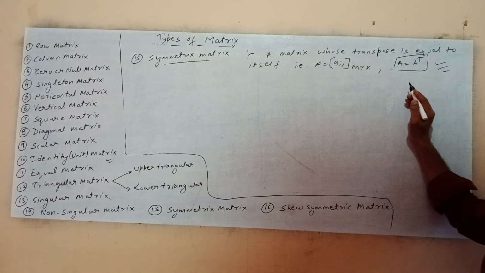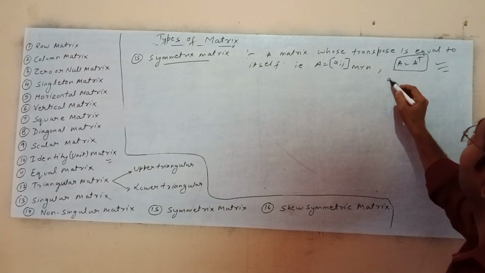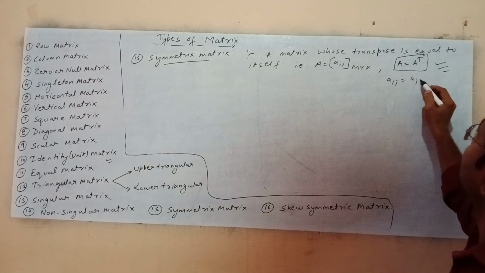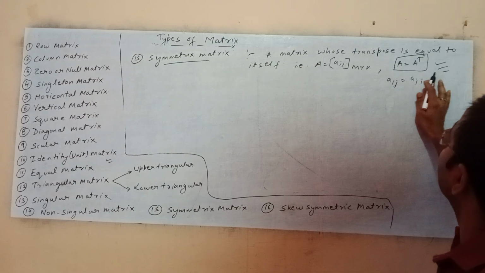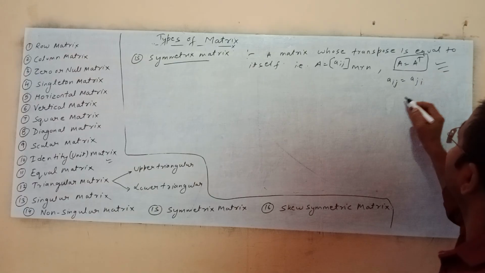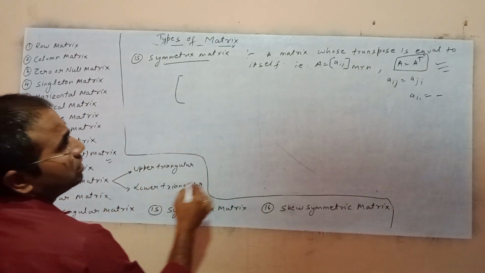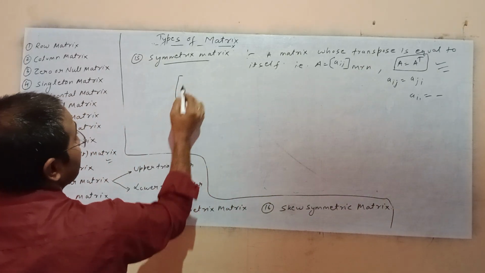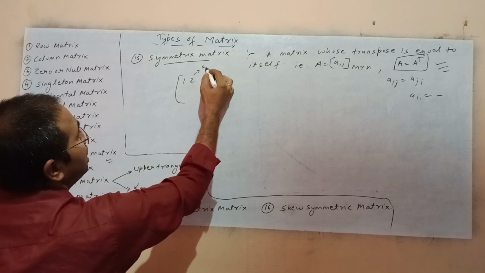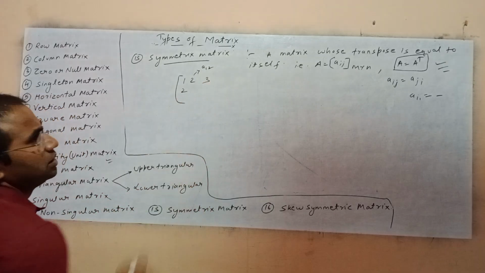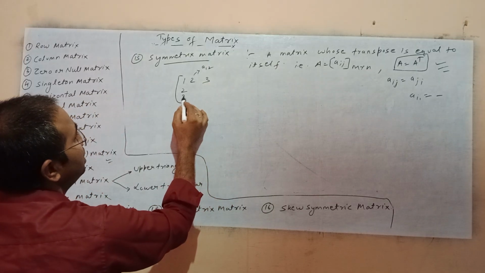So in this what will happen? A is equal to transpose of the matrix, so the Aij element will be equal to Aji, and the remaining will be any other element. For example, suppose you are taking 1 2 3 here. This is A12, so A21 will be here. And this is A13, so A31 will be here.